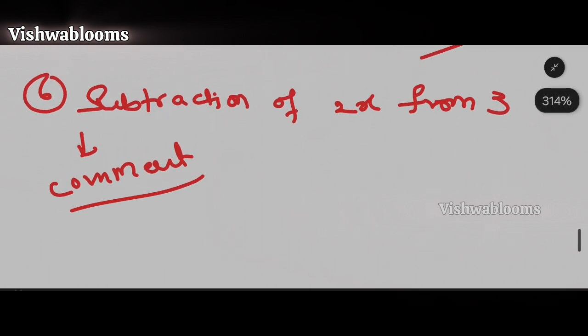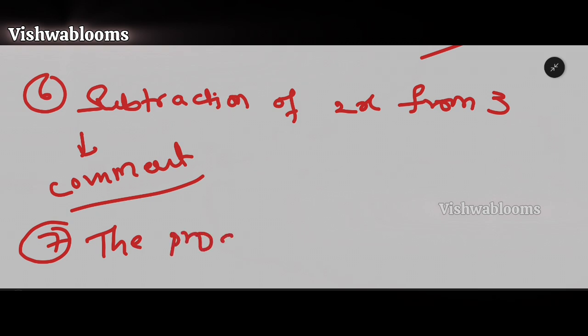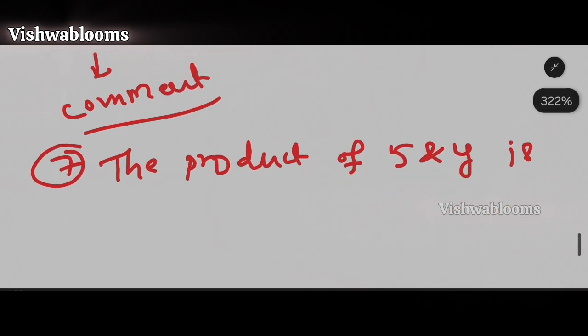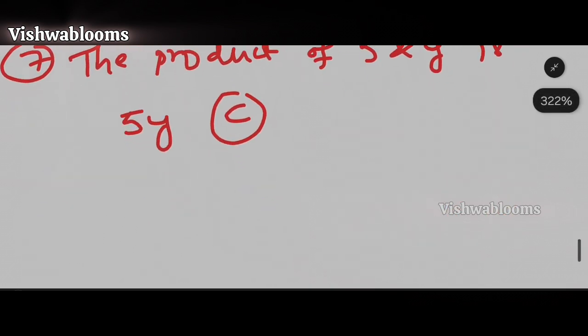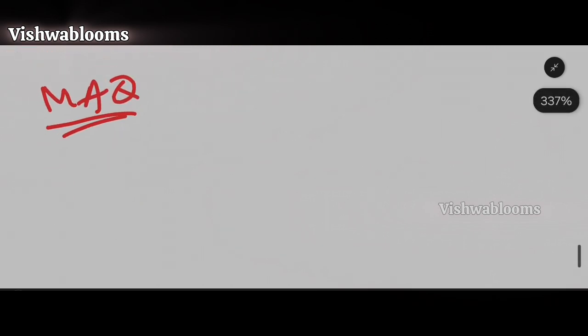Okay. Seventh one, the product of 5 and y is. So what is the product? Simply 5 into y, that is nothing but 5y, option C. Next we have more than one correct answer, multiple answer type of question, MAQ.